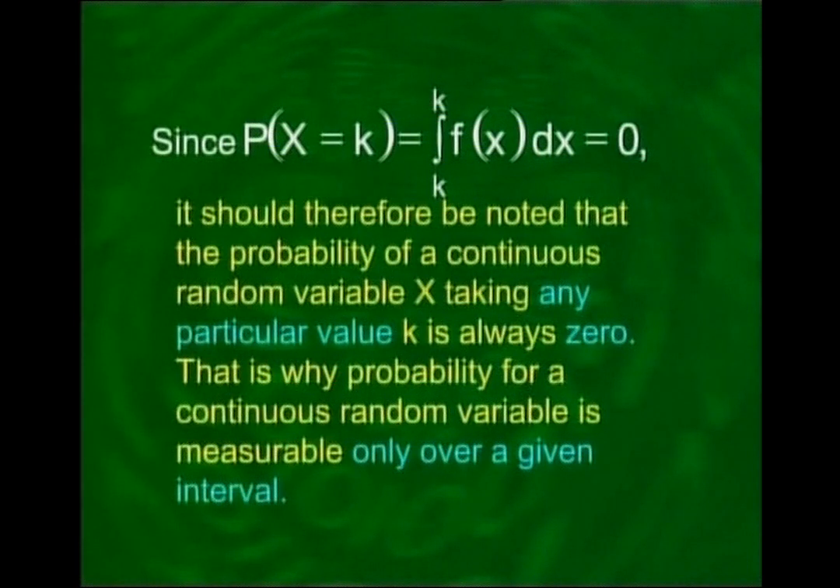In other words, if I am interested in finding the probability that x is equal to k, then I should integrate in this manner: I start from k and I also end at k, and my answer is going to be 0. Iska mafhoom ye hua ke it is an impossible event. Aapko yaad to hai ke 0 probability sirf tabhi hoti hai when we are dealing with an impossible event. To ye maine kya kaha?